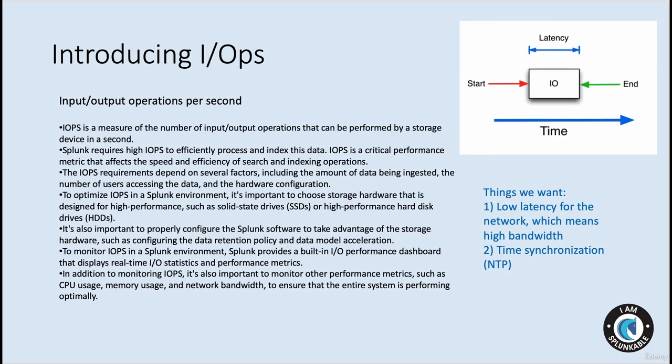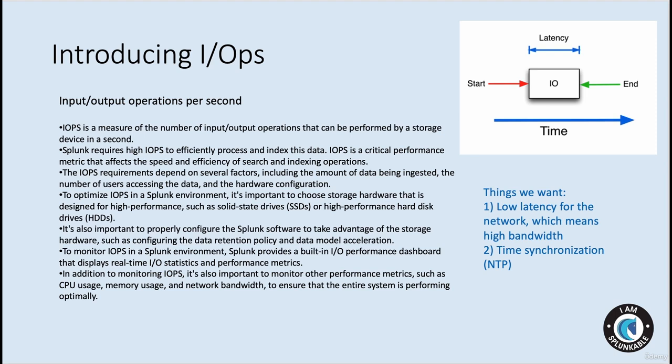Now we can introduce IOPS. IOPS stands for Input Output Operations per second. It's basically a measurement of the number of operations that can be performed by a storage device in a second. This is going to be measured in disk throughput, your read and write speeds, and you should be prioritizing this for where your data is going to be searched the most frequently, that being our hot and warm buckets.